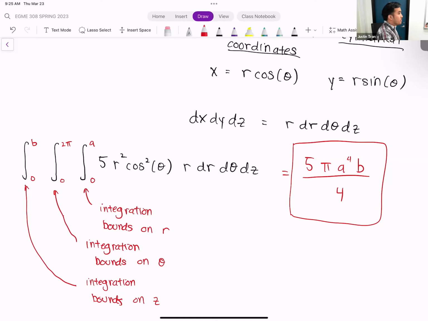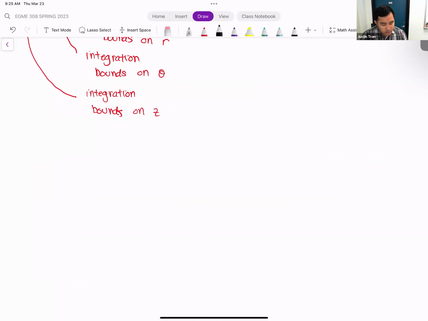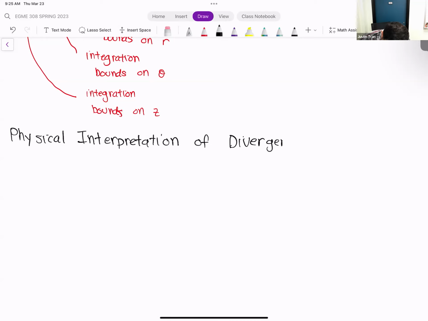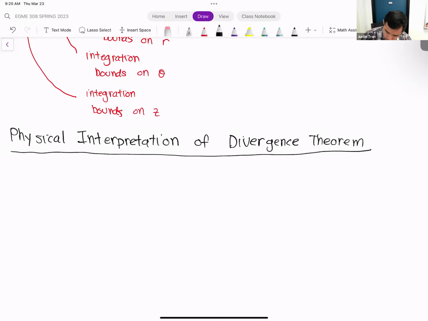All right, any questions on this? Okay, all right. The last thing I want to do today, we didn't end up getting to Fourier, but that's okay. We'll start something new after the spring break. I want to talk about the physical interpretation of the divergence theorem. Just like we did for Green's theorem, we're going to look at both sides of the divergence theorem, and talk about what each side physically represents.